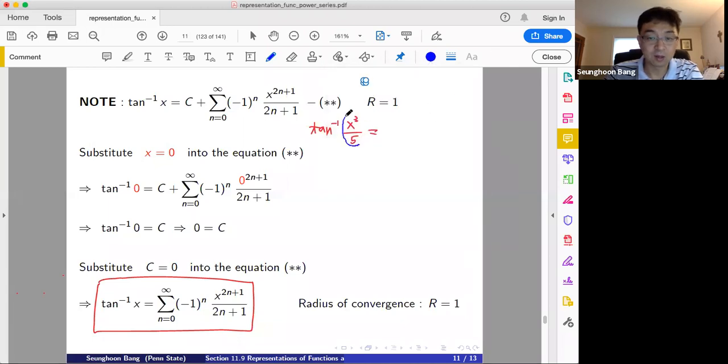Only plug x cubed over 5 into x. That's it. This is the whole idea. Only plug into here. So what is the answer?